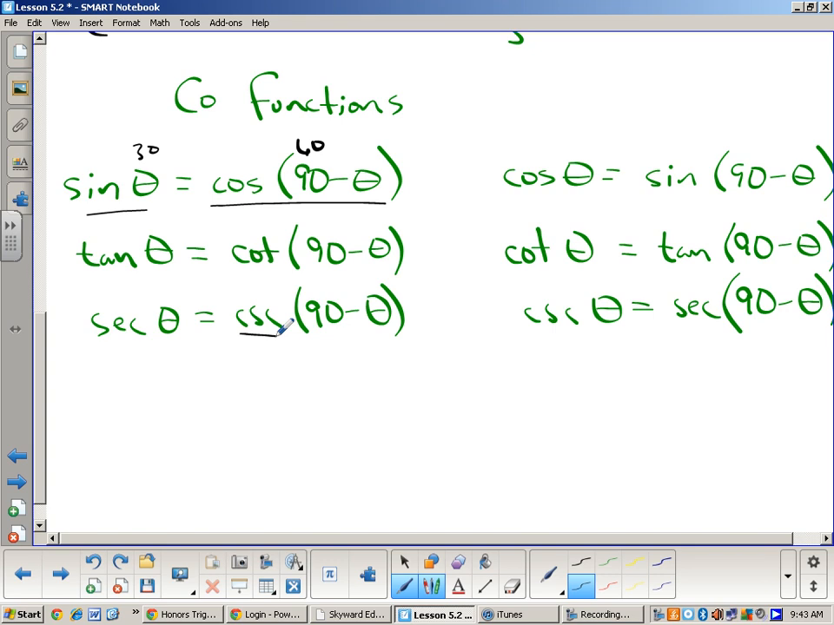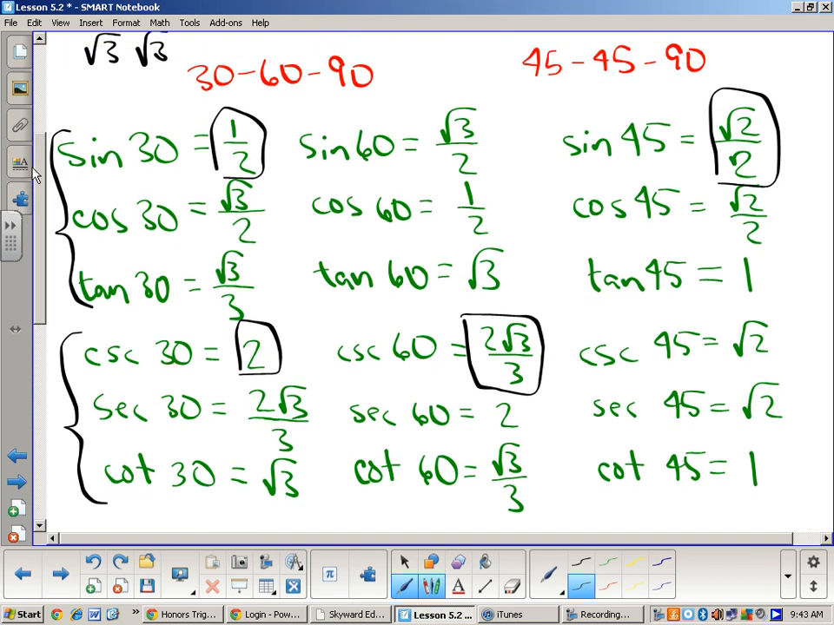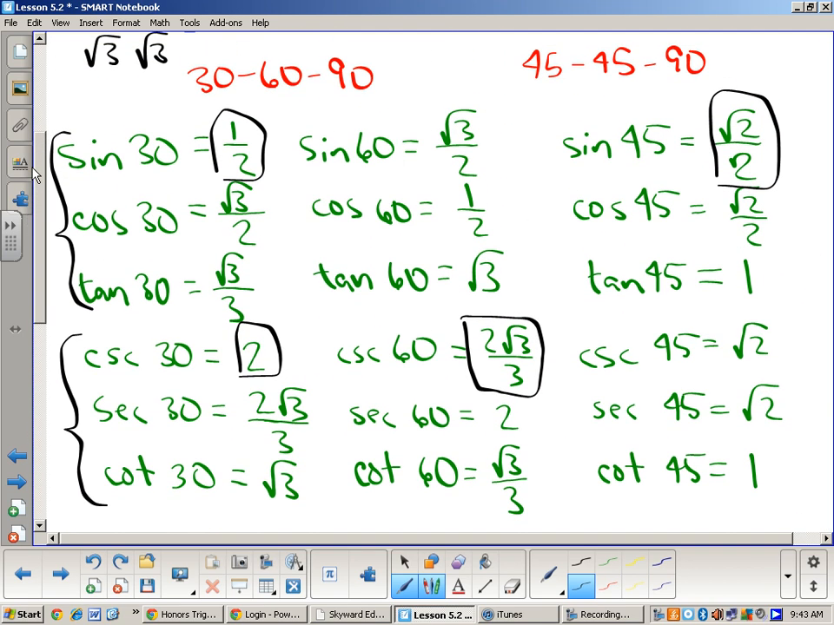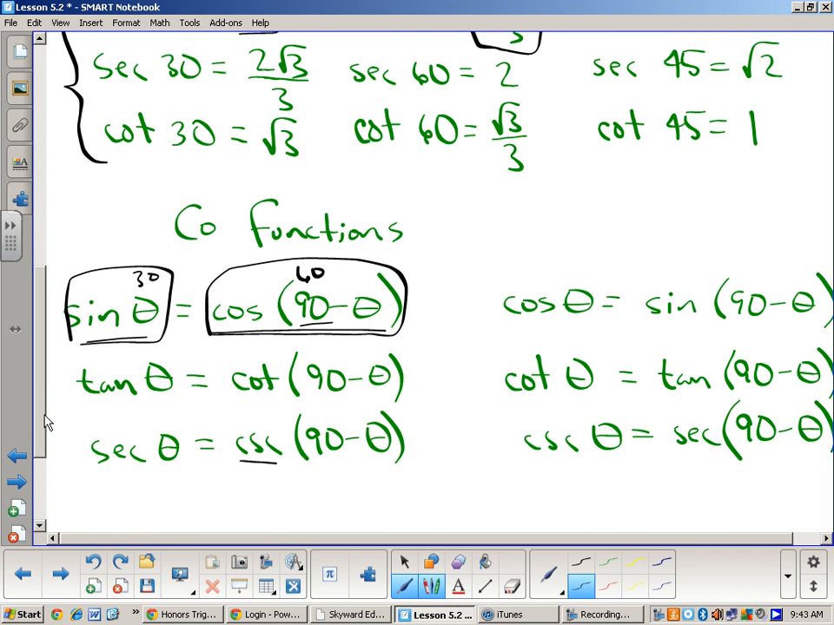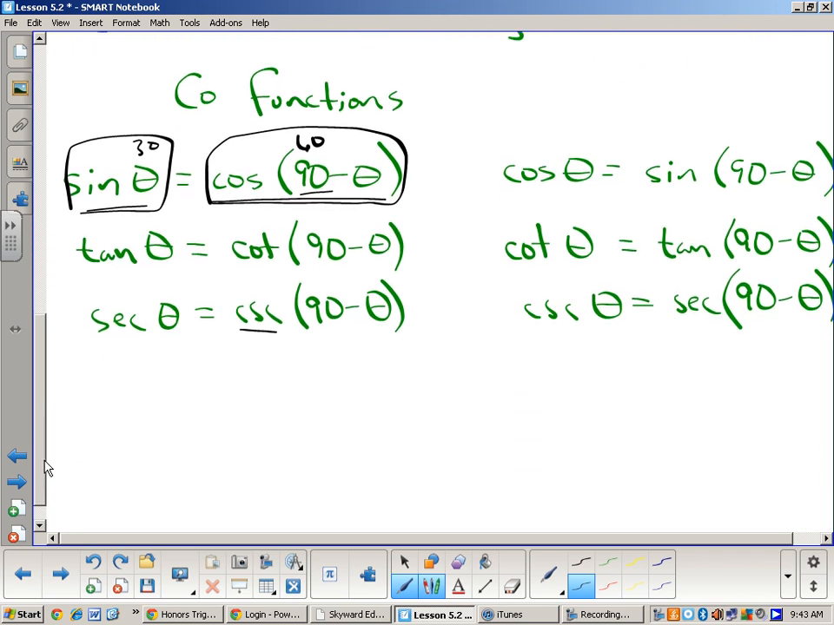Okay, what are you confused on? We're saying sine of 30 is equal to the cosine of 60. 30 plus 60 equals 90. They're complements of each other. Okay? If we scroll back up, I'll come back down for you guys in just a second. The sine of 30 is equal to cosine of 60. Sine of 30 is 1/2, cosine 60 is 1/2. Are you ready? Okay? And so sine of an angle is equal to the cosine of its complement.